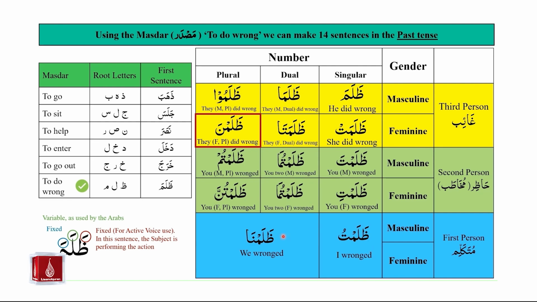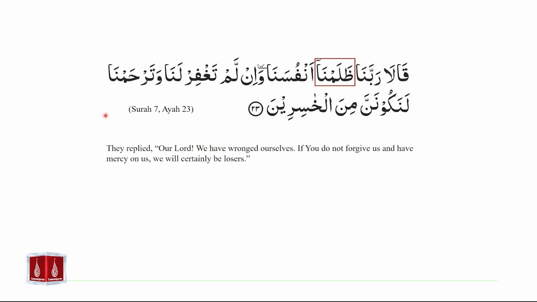zalamtu, zalamna. In Surah number 7, ayah number 23 in the Holy Quran, we see the use of Rabbana zalamna. They replied, Our Lord, we have wronged ourselves. If you do not forgive us and have mercy on us, we will certainly be losers. Zalamna in this example can be literally translated to we wronged.